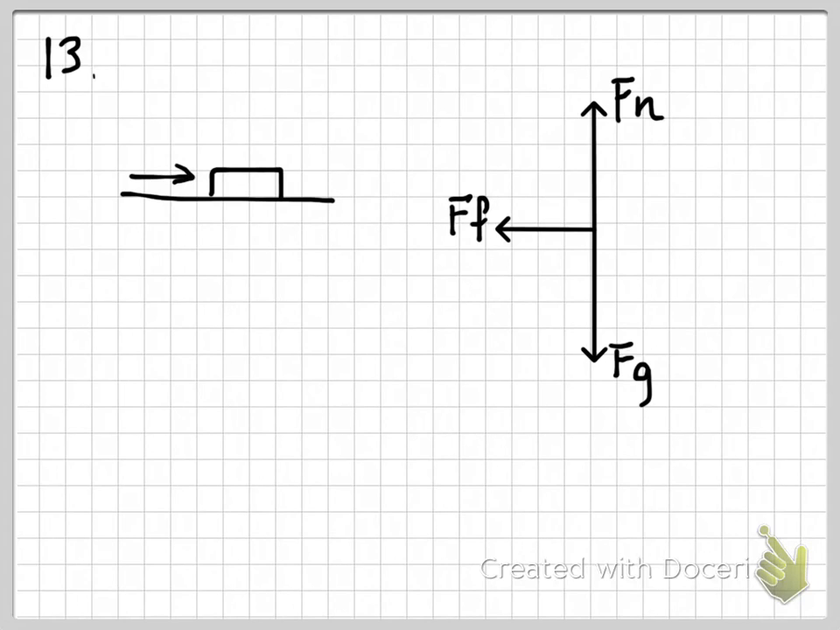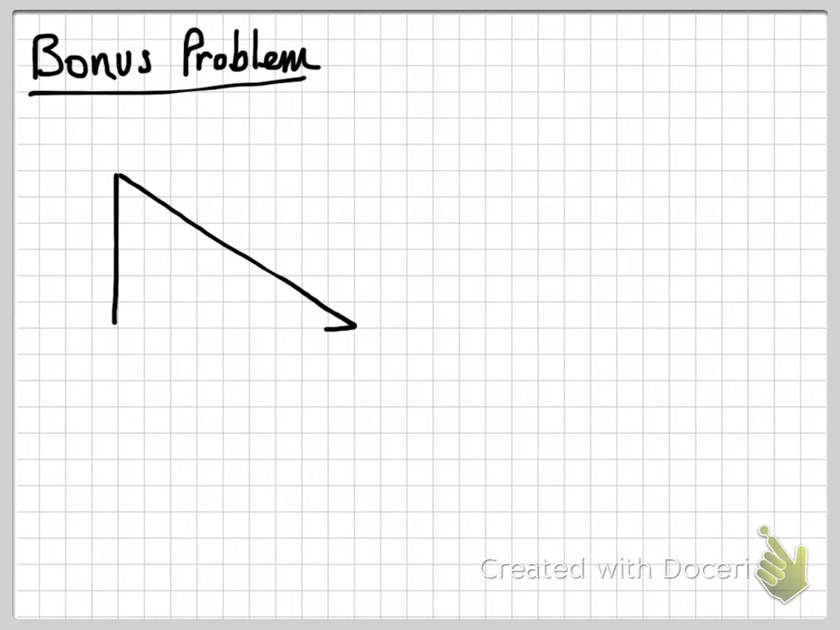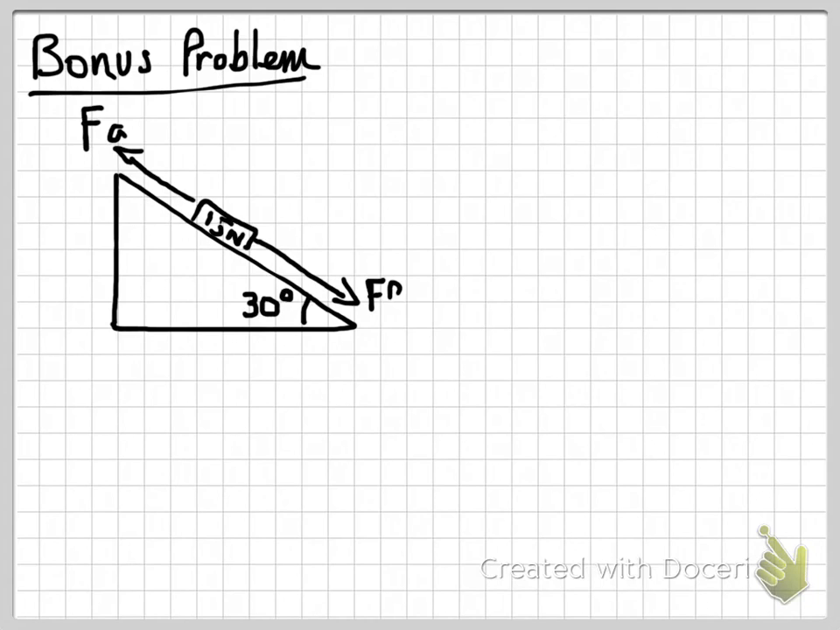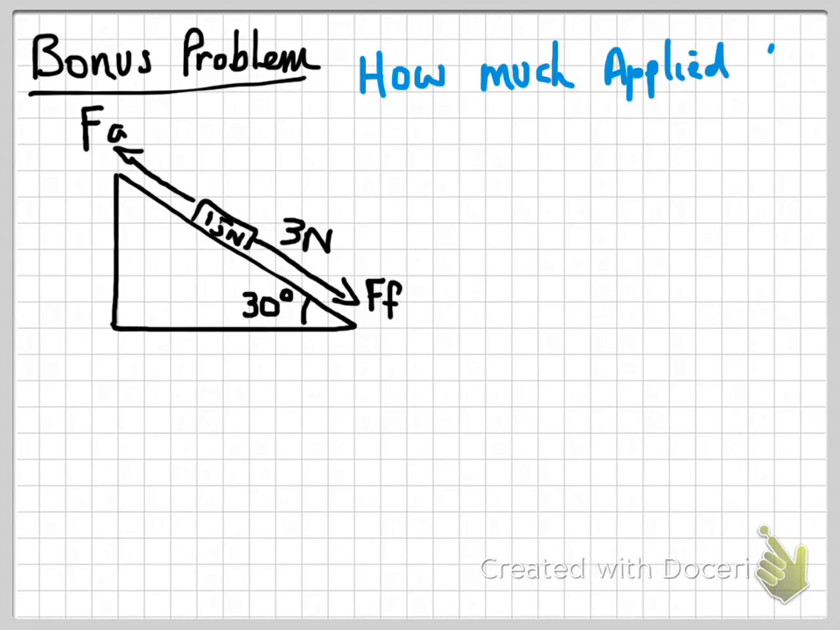Got a couple of bonus problems for you here. These will help you to practice some things that we talked about in class. First thing we have is a ramp at a 30-degree angle, and we have a block that has a weight of 15 newtons, or a force of 15 newtons pulling down on it, rather. You also have a force of friction that is 3 newtons. The question is, how much applied force is necessary to move the block?